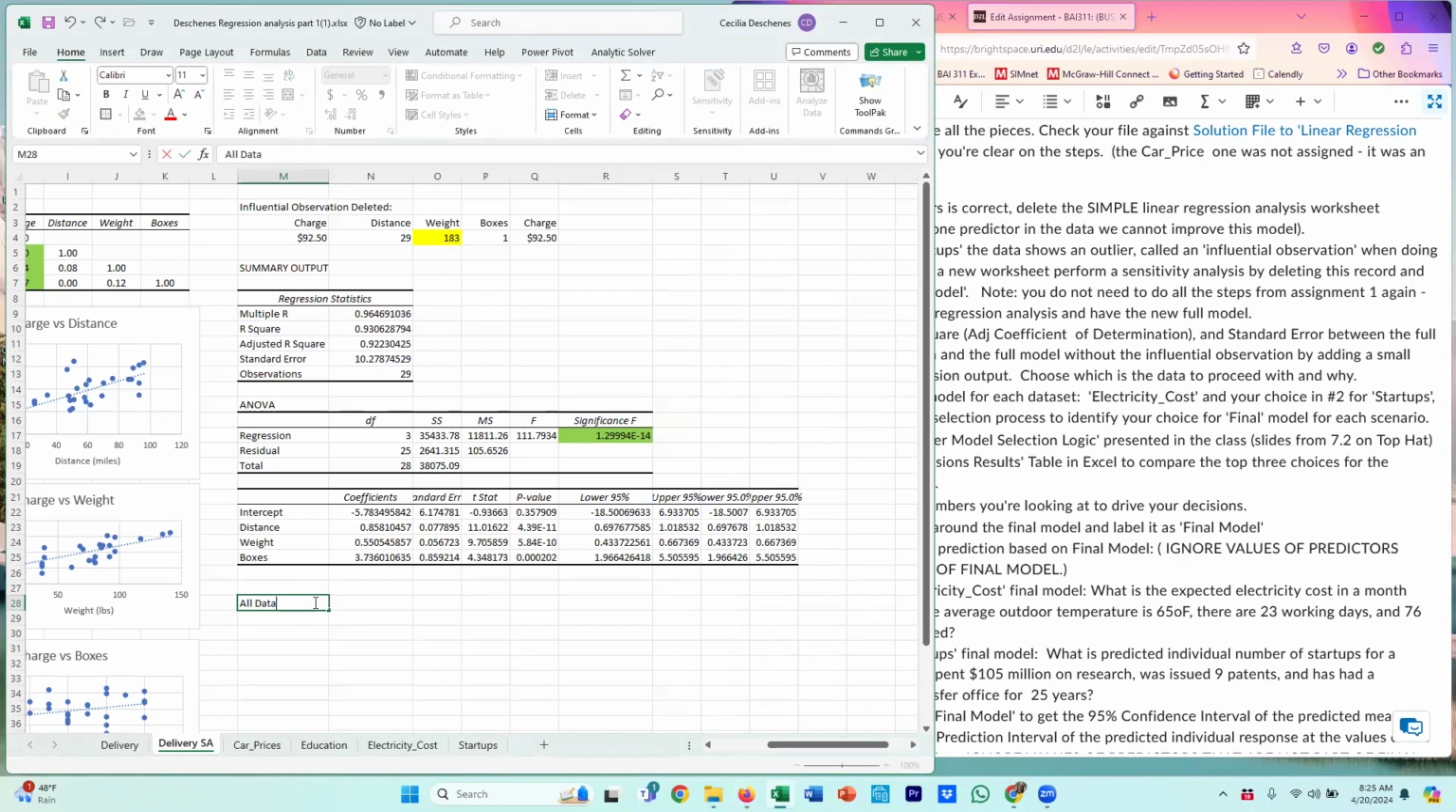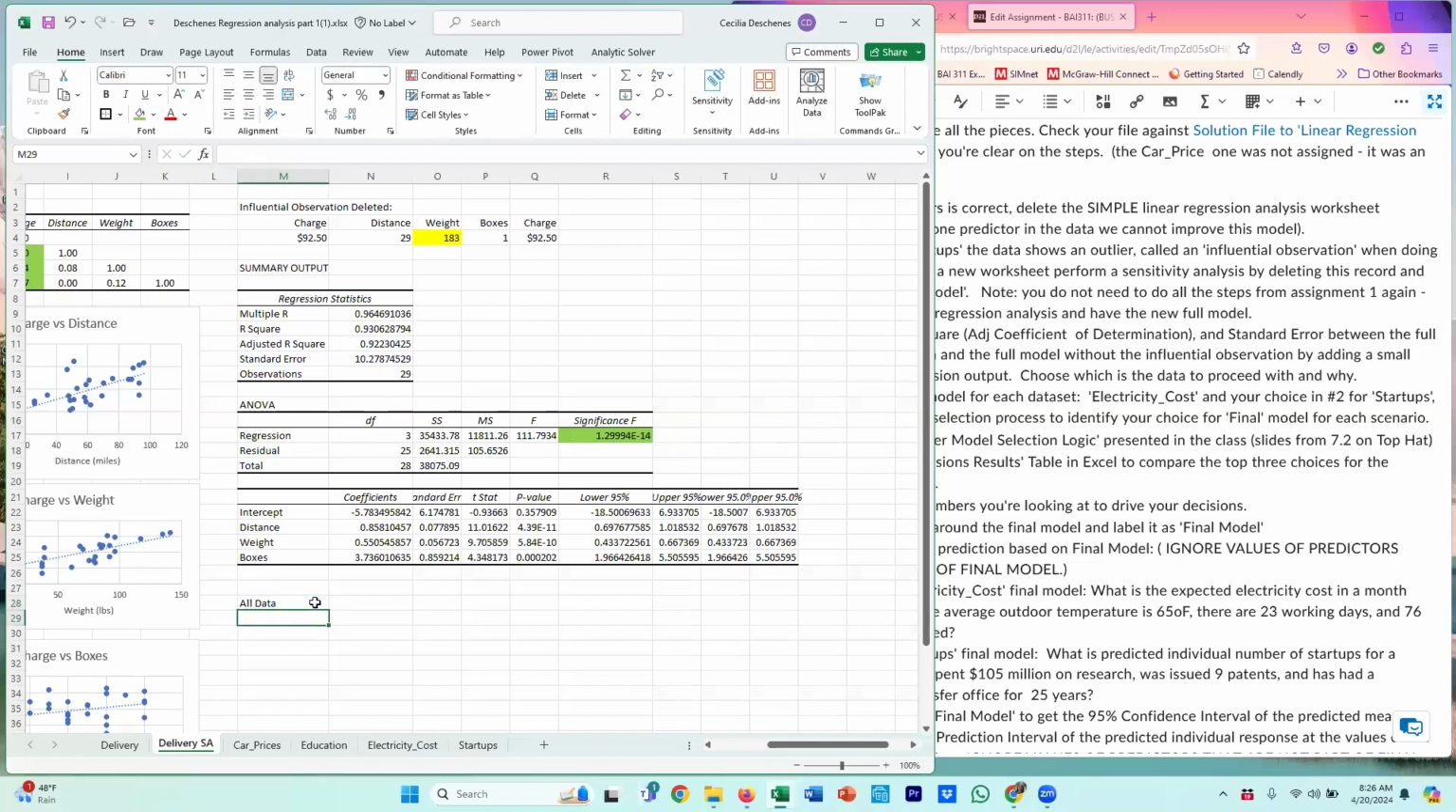You want to name your models a lot of times something that tells you what was in your model and what distinguishes it from other models. So that's kind of an informal process. It's mainly that you have to understand it so you don't get yourself confused. So the first one I'm going to say is all data.